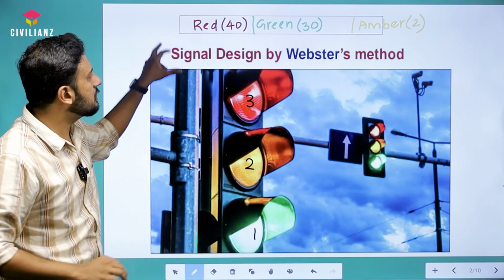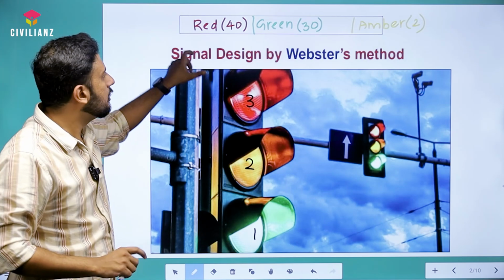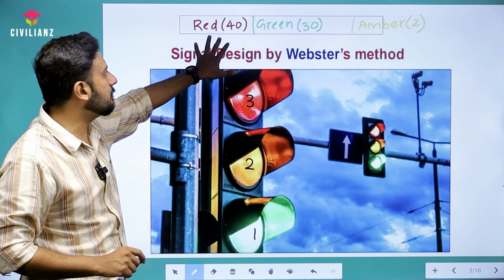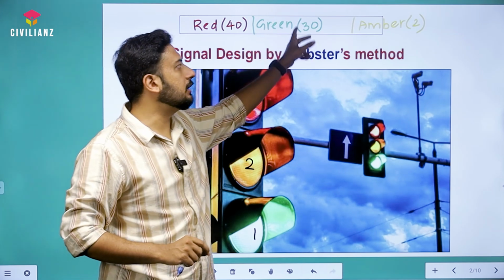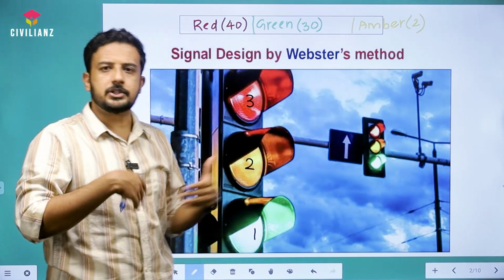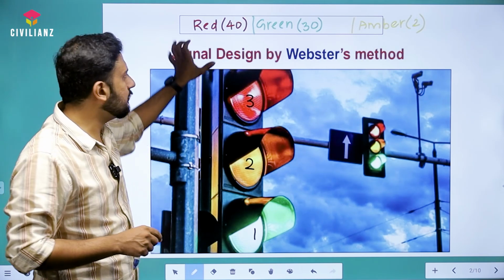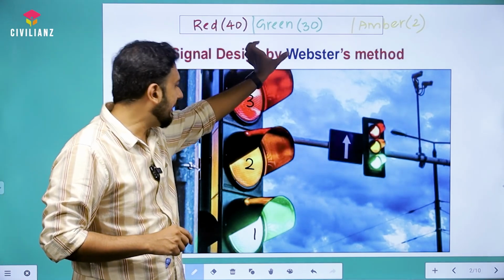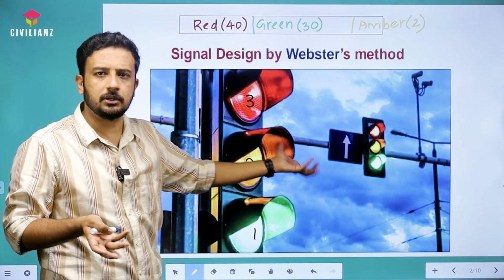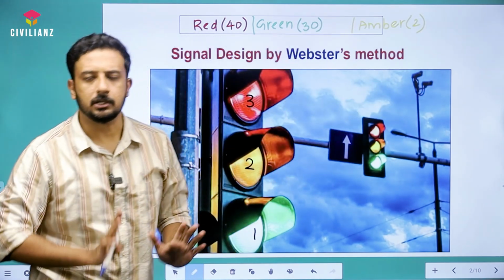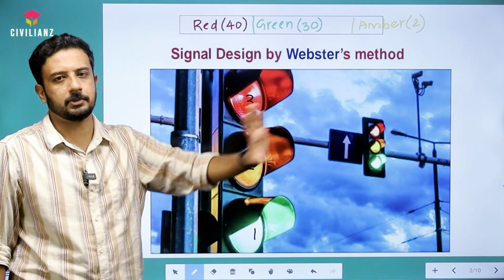So just like this, we will be drawing a rectangle which shows the corresponding time of each signal, which means how much will be the red signal, how much will be green, how much will be amber. It's not necessary to show red initially. We can start from green also, which means green 30 seconds, then amber, then red. Like that also we can draw. Similarly, amber, then red, then green. But this is the general way used to represent it.